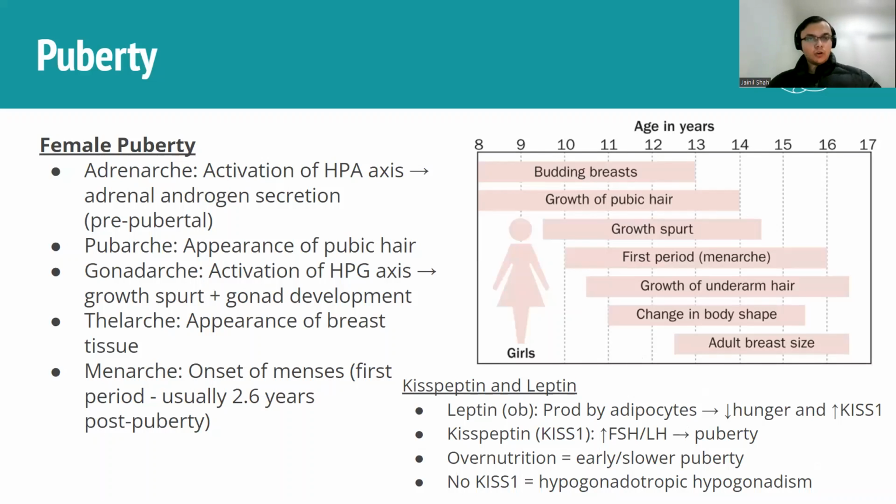So a theme you'll see is that all of these terms describe sort of firsts that occur during the puberty development, and adrenarche is the first activation of the HPA axis. And so you start having your adrenal androgen secretion prepubertally. Pubarche marks the start of puberty, and it's the appearance of pubic hair. Gonadarche, as would make sense, is the activation of the HPG axis, and that's what sort of starts that growth spurt and gonad development. Telarche is the appearance of the breast tissue.